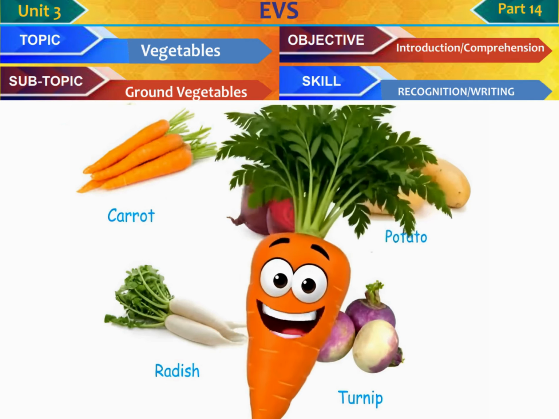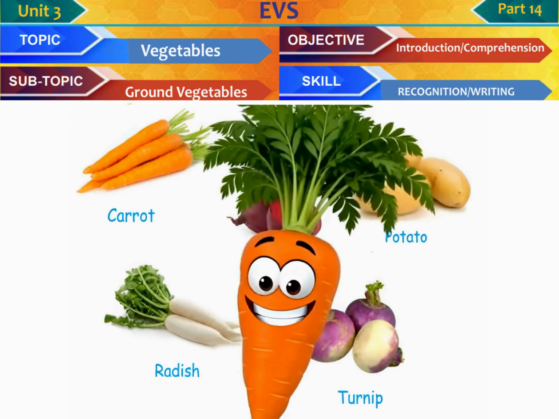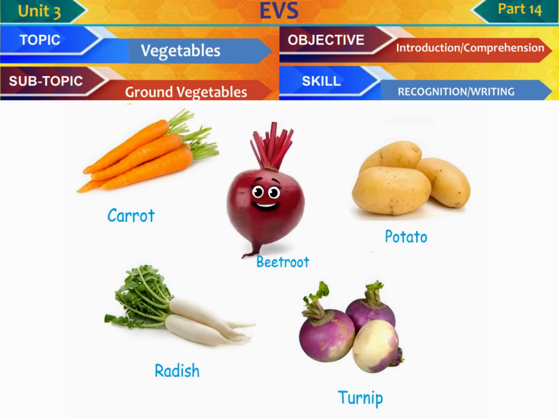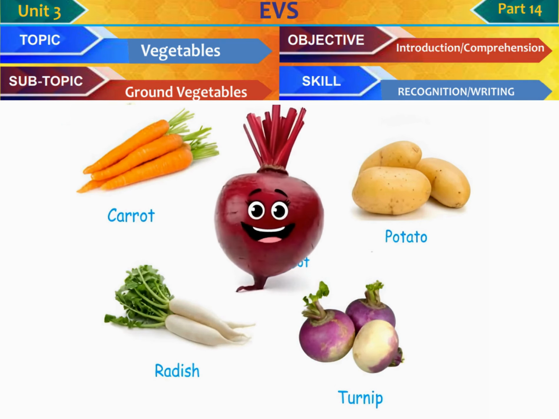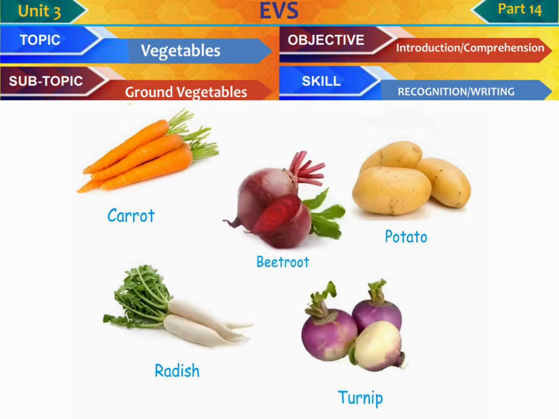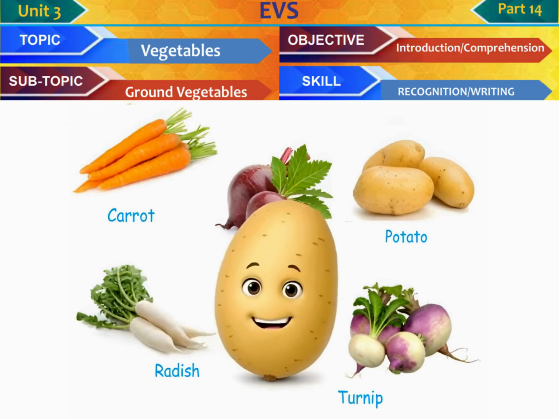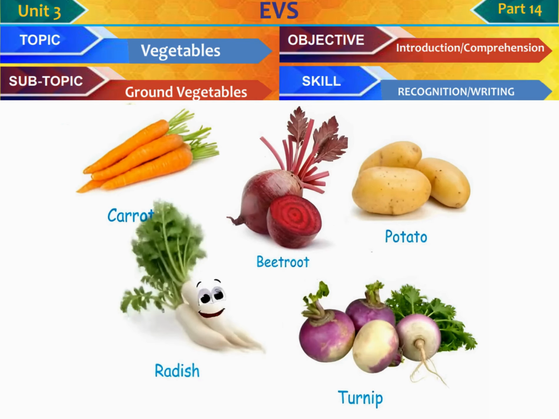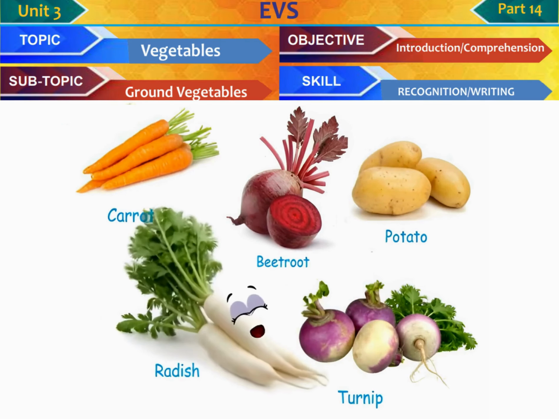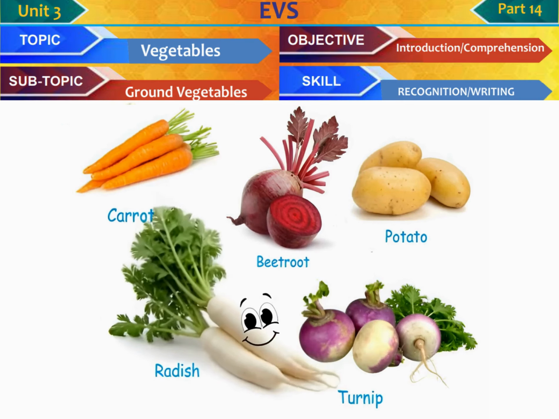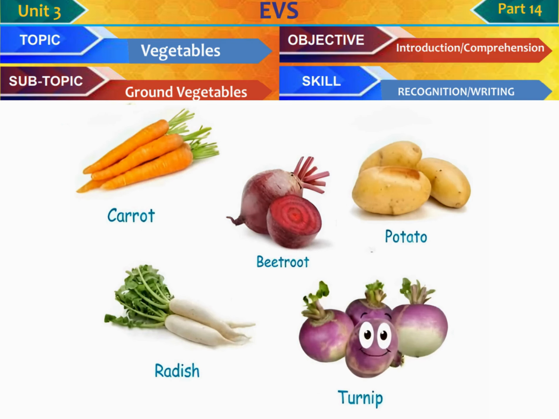Hello, I am a carrot. I grow under the soil and help keep your eyes healthy. Hi, I am beetroot. I grow below the ground and make your blood strong. Hello, friends. I am a potato. I grow underground and give you lots of energy. Hi, everyone. I'm radish. I grow under the soil and keep your stomach healthy. Hello, I am turnip. I grow below the ground and help you stay fit.